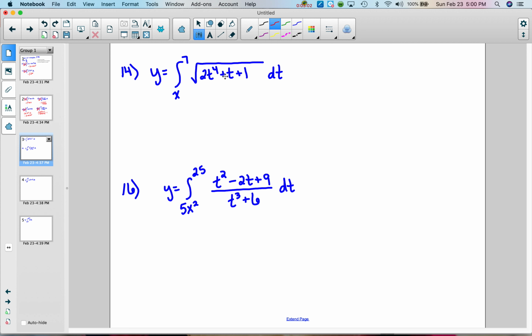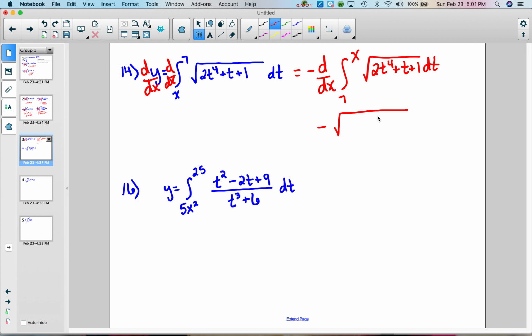Number 14, we are taking the derivative of an integral. But notice the lower limit is not a constant, the upper limit is. So this is one where I have to switch the limits of integration. So I'm going to make it the opposite and switch this. And then now we have the setup, so we can plug it in. So we're going to have a negative square root of 2x to the 4th plus x plus 1.